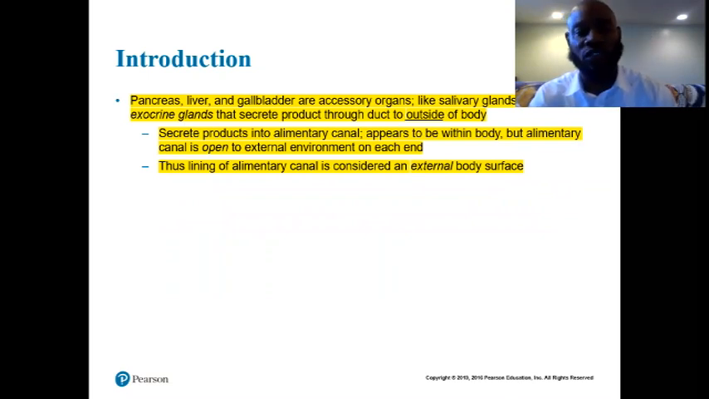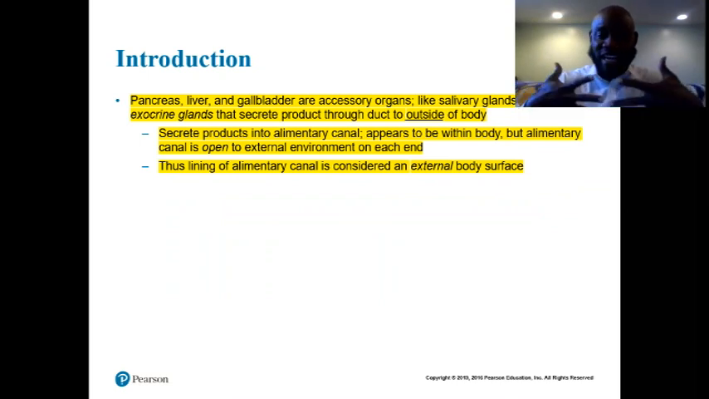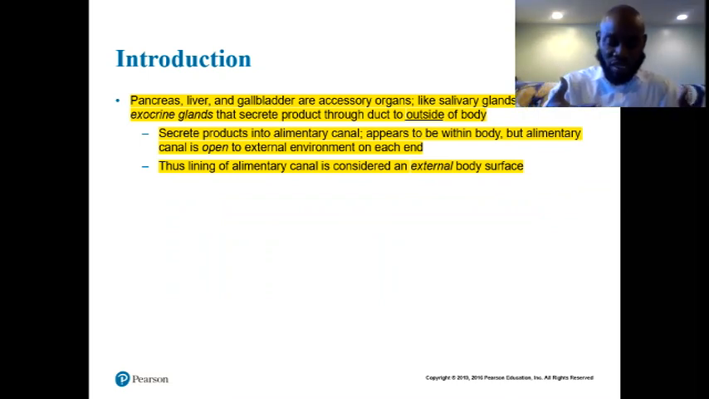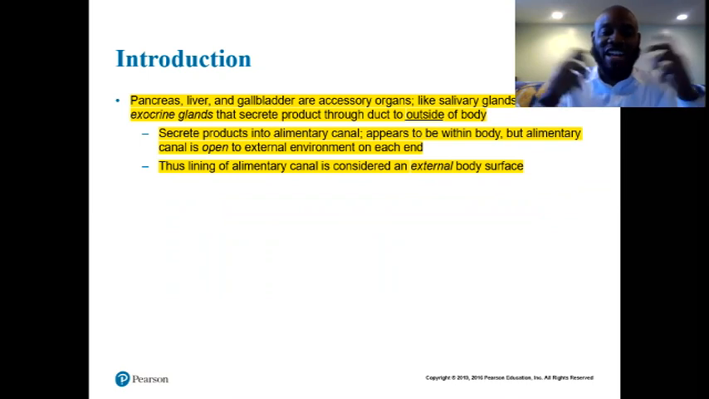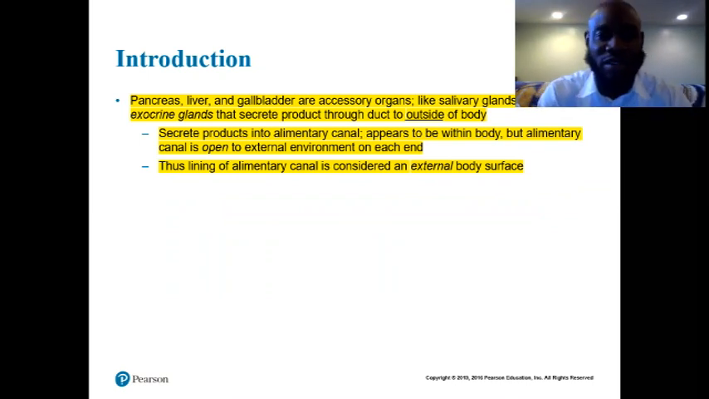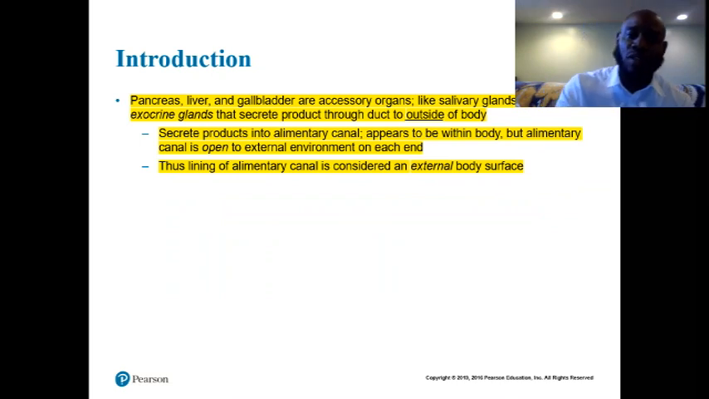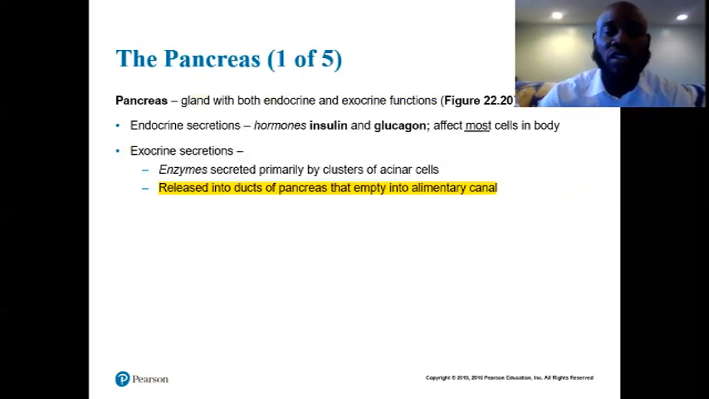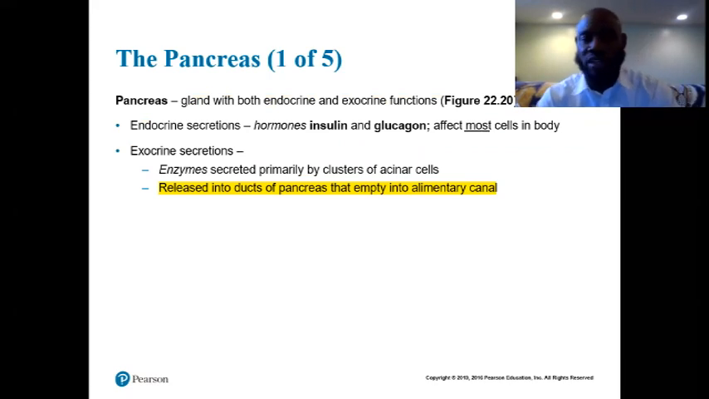So when we say the pancreas, liver, and the gallbladder are exocrine glands, they secrete product through ducts to outside of the body, even though they are secreting to inside of the alimentary canal, which is technically considered outside of the body. And that can be a little bit confusing. It's because that canal, as it says here in that first point, is basically open to the external environment on each end. Right? All right, so we're going to talk about each one of these: the pancreas, the liver, and the gallbladder.